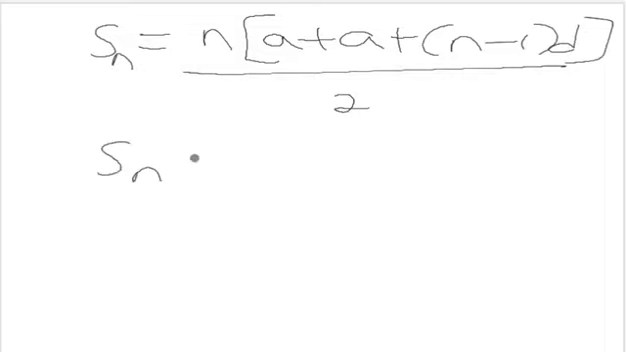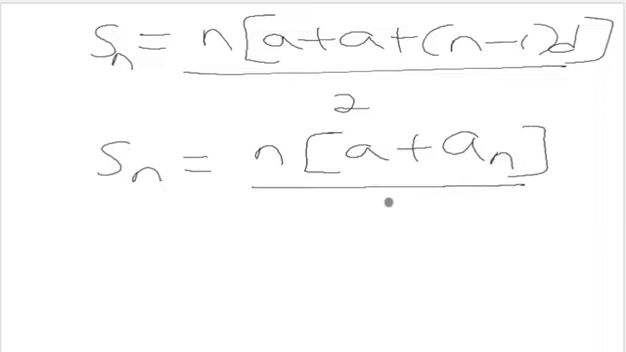An. Remember what I said? We denoted this one as an, which is the nth term, so over 2. Here this one is the first term and this one is the nth term, which some people call the last term. So this is another formula for the arithmetic series, or for the sum of terms.